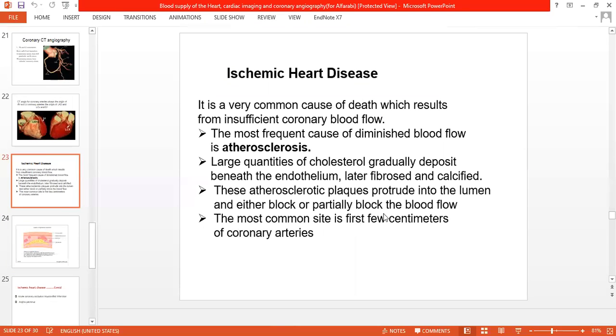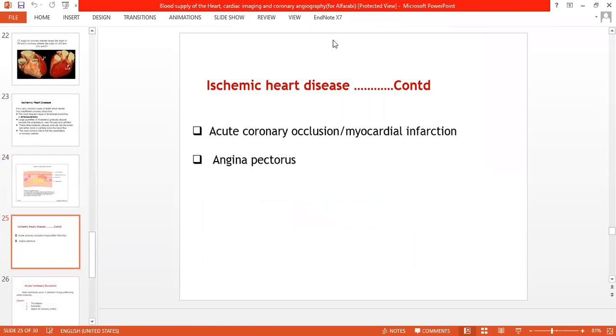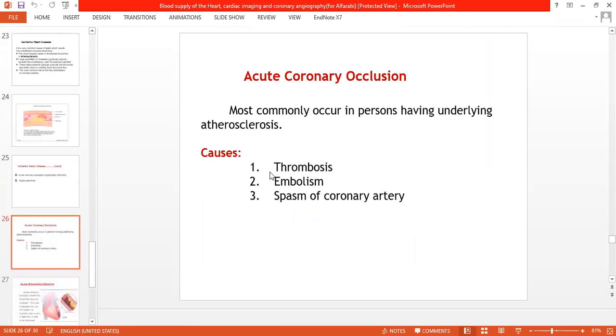The most common site is the first few centimeters of the coronary arteries. As soon as the coronary artery begins, within the first few centimeters there will be this atherosclerosis. So these can be of two types. One is the acute coronary occlusion, which can lead to myocardial infarction. If it is acute and sudden, then it leads to myocardial infarction, and if it is prolonged, then it leads to continuous pain in the chest. This is called angina pectoris.